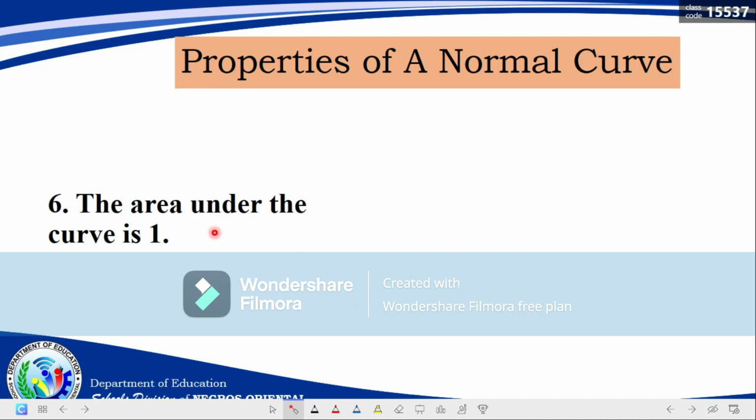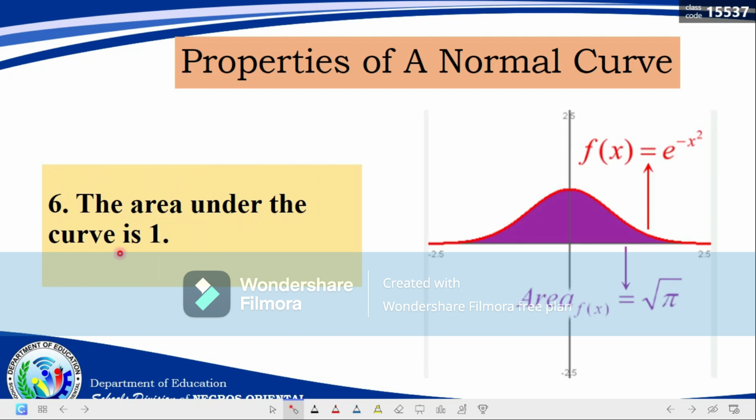Then the sixth property, the area under the curve is 1. Take a look at this one. This is shaded, and this is the area. You have here f of x is equal to e to the power of negative x squared. That's Euler's number. Or the area of f of x is equal to the square root of pi.